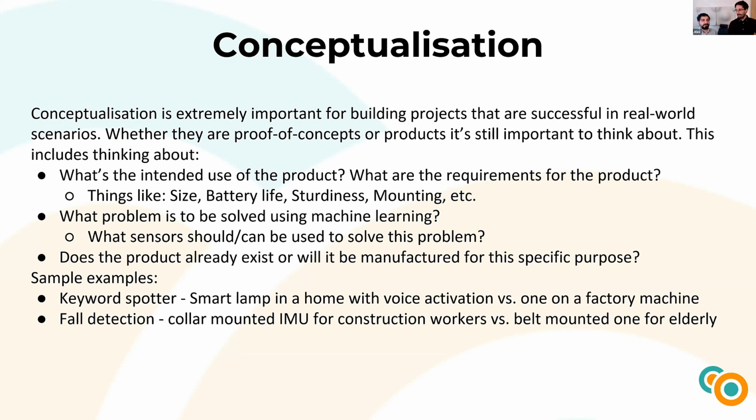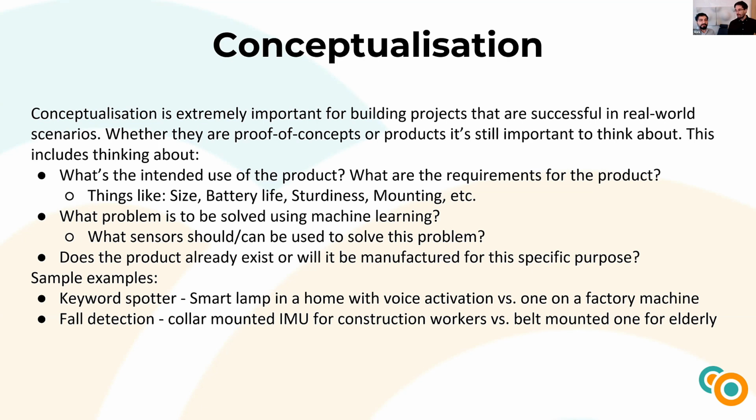In this part, it's about really thinking about what you actually want to achieve with your model? Where is it going to be placed? What kind of data is it going to be subjected to? And even what kind of model you want to build, whether classification, anomaly detection, or regression model, what makes the most sense in this scenario. So for example, in this presentation, we'll look at keyword spotting and fault detection.